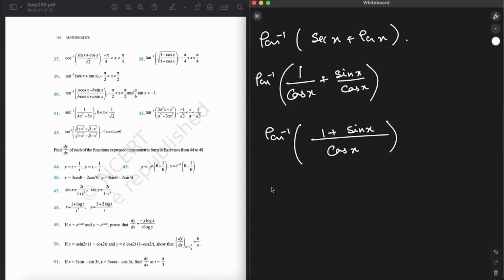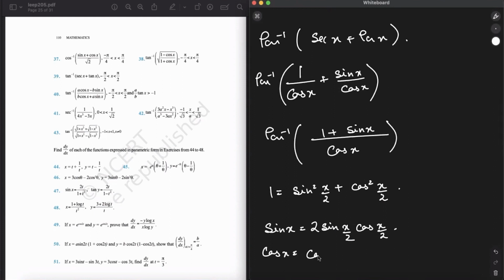Now we have seen we can write 1 as sine square x by 2 plus cos square x by 2. How can we write sine x? Sine x we can write as 2 sine x by 2 cos x by 2. We can write it like that. And furthermore, cos x I can write as cos square x by 2 minus sine square x by 2.